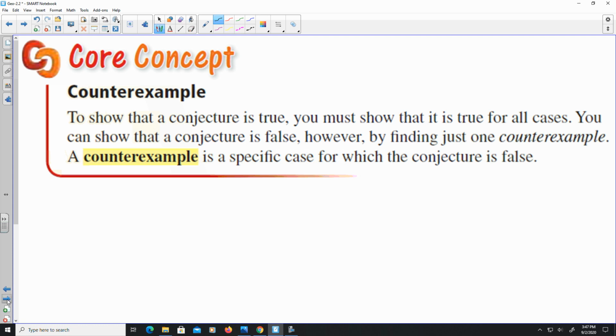Now, there are some instances where a conjecture is false, and how to determine if a conjecture is false is by providing at least one counterexample. If you can provide a counterexample, then you can say that the conjecture is false. The thing is, for a conjecture to be true, you have to make sure it's true in all cases. That's why it's always harder to find a true conjecture. It's always easier to find a false one because you just have to find one example where it's not true.